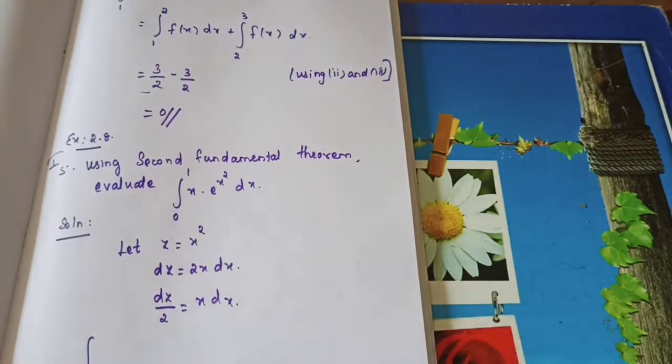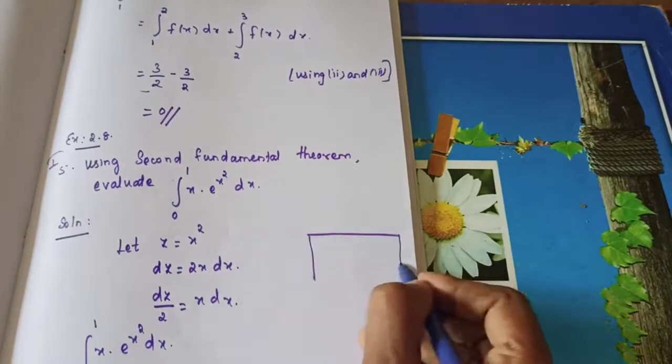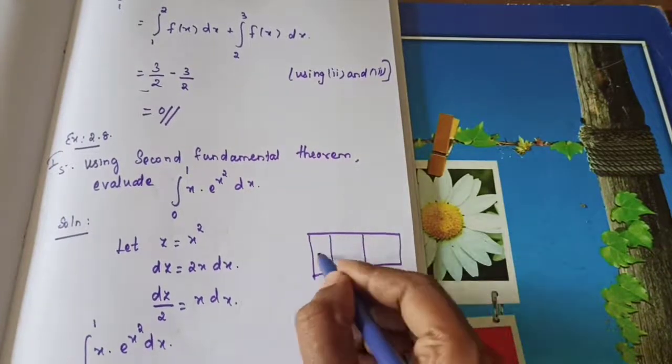Now substitute there in the integral of 0 to 1 x into e power x square dx. Carefully listen. When you are using substitution, at once you need to change the limit.